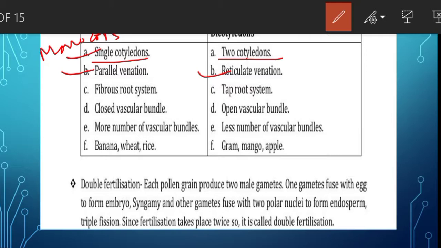Venation means arrangement of veins and veinlets in the leaves. Okay, so when we observe the monocot leaf, it is like this. In the monocot venation, the veins are parallel to the midrib.